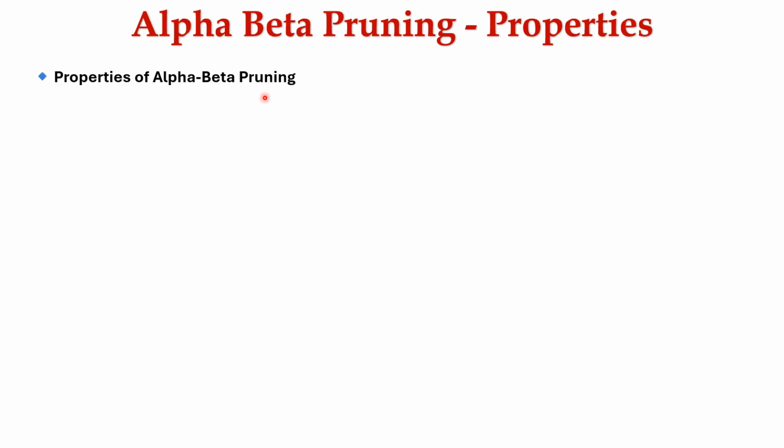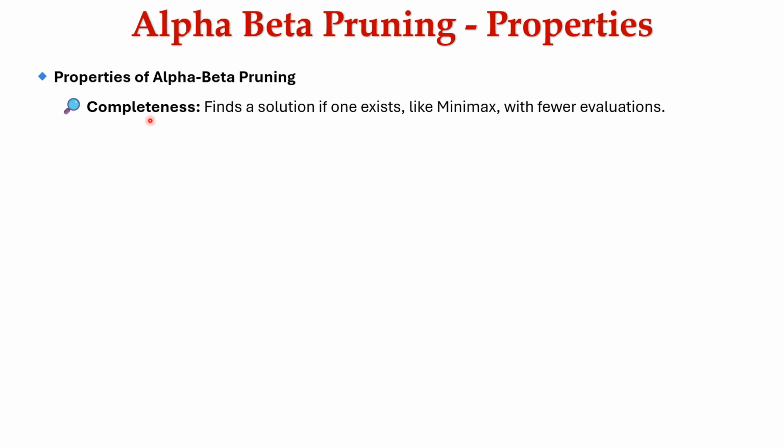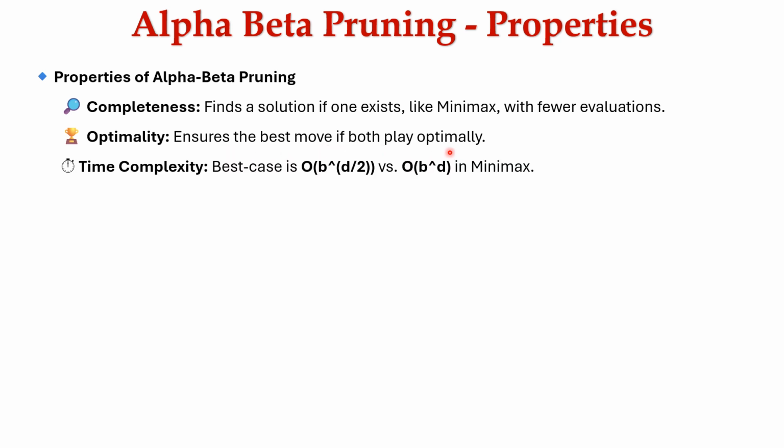Now let's check out the properties of alpha beta pruning algorithm. So the first comes completeness. Yes, it finds a solution if one exists, like minimax algorithm with few evaluations. Optimality, it always ensures the best move if both play optimally. Time complexity, here the best case is order of b to the power of d by 2 versus order of b to the power of d in the case of minimax algorithm.